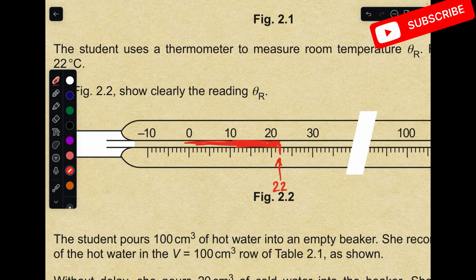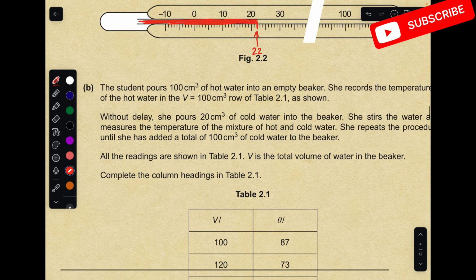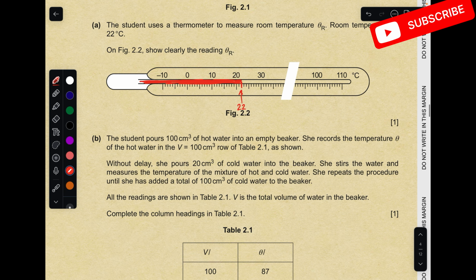Or what you can do, you can fill it like this. Okay, it's your choice. You just have to mention where the 22 will be. So mercury will be seen like this. Okay. Moving forward, 22 degrees Celsius.